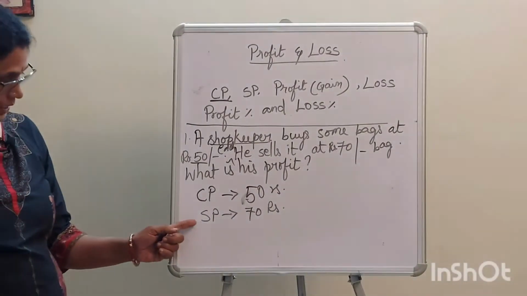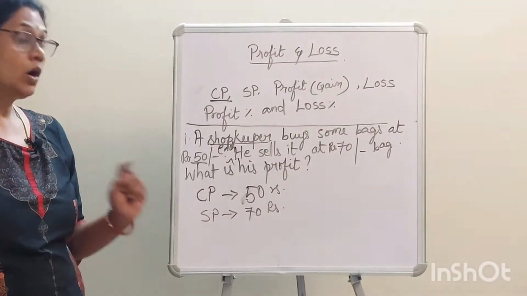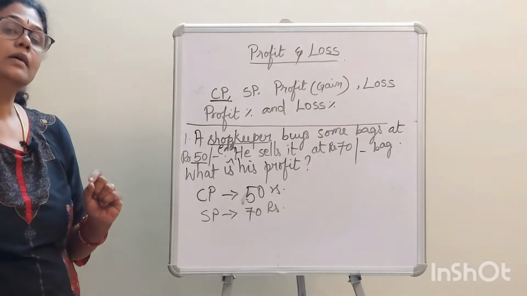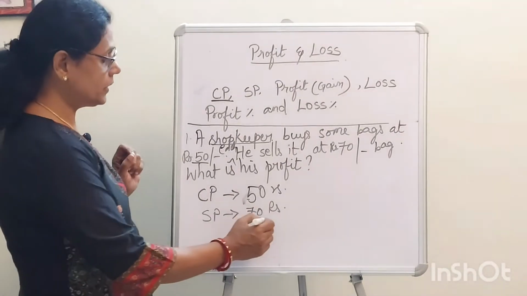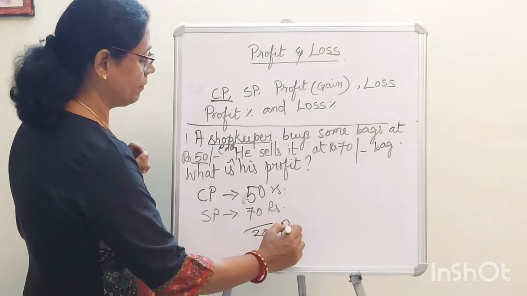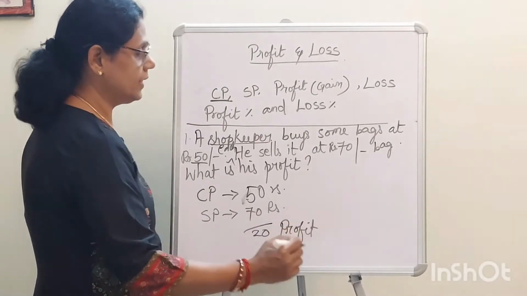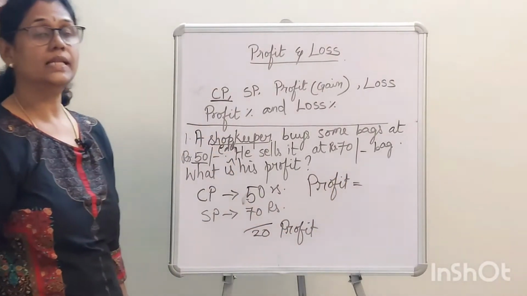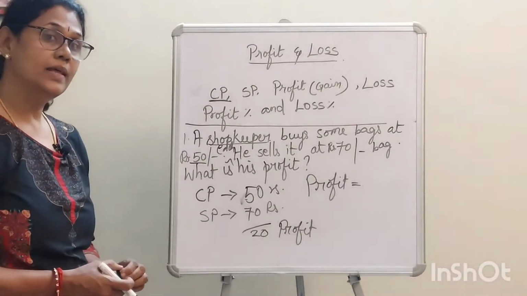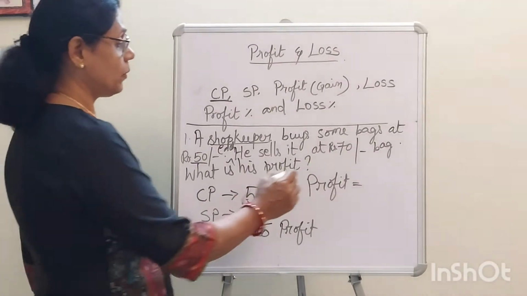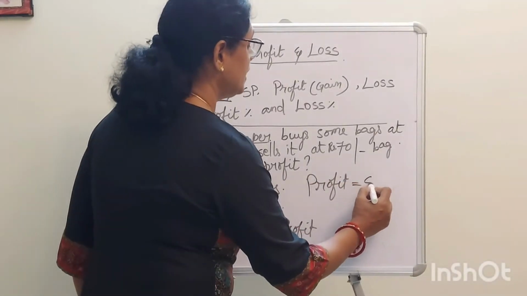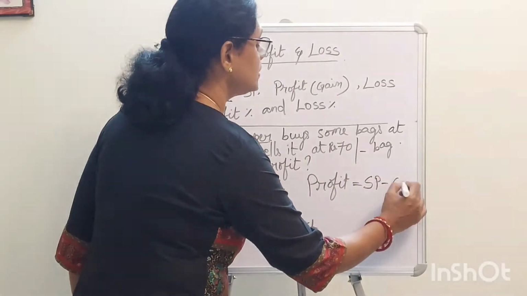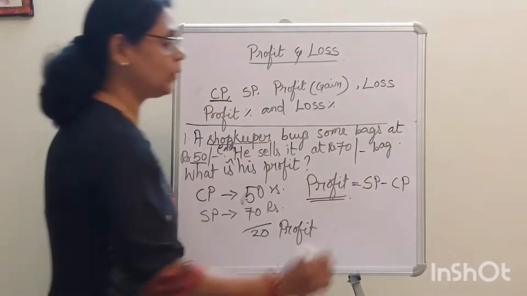Now if you see, the selling price is more than the cost price. So he is selling it for a higher price, so he will be getting a profit. He is getting 20 rupees, which is a profit for him. So a profit is something he gets when he sells a product for more than the cost price. So profit equals the selling price, which is larger, minus the cost price.